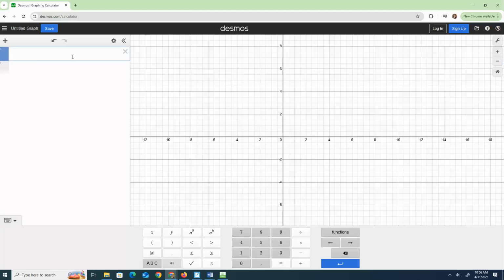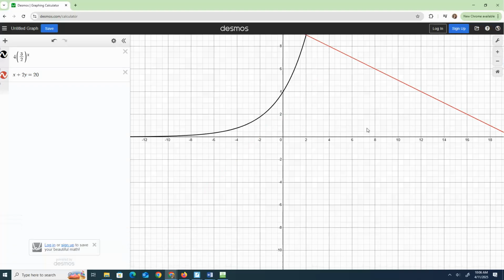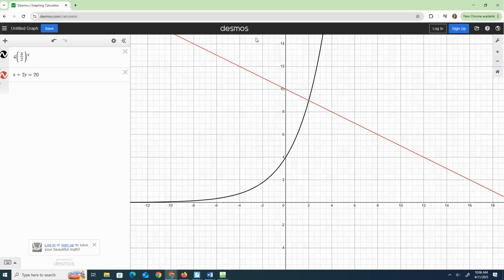When I look at number 5, 4 times 3 halves to the x power. What type of equation did we call this yesterday? Exponential growth or decay? Growth, because it's rising. What kind of equation is the second one? Linear. It's decreasing linear. Okay. So those 2 meet at 2, 9. Did you guys get that solution?